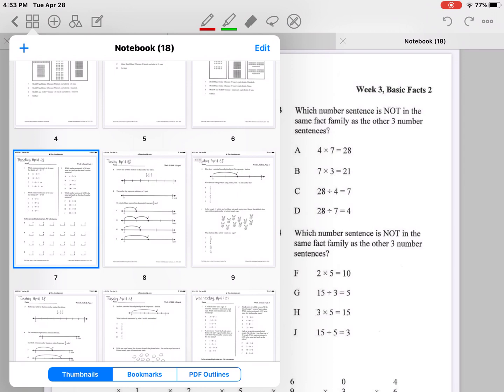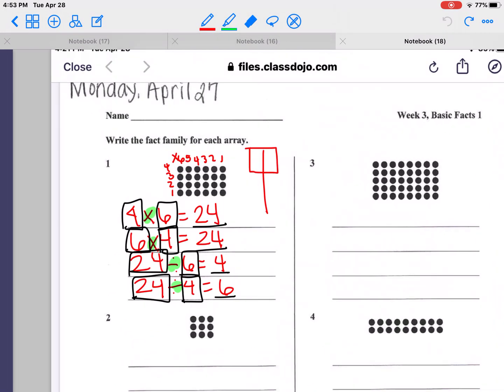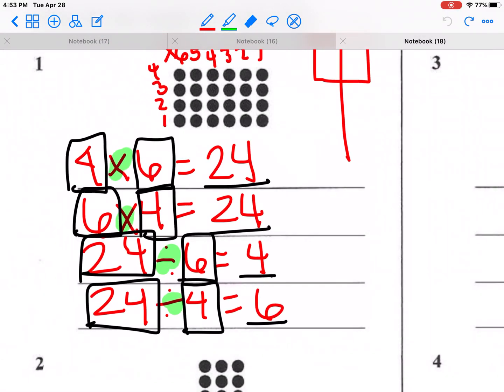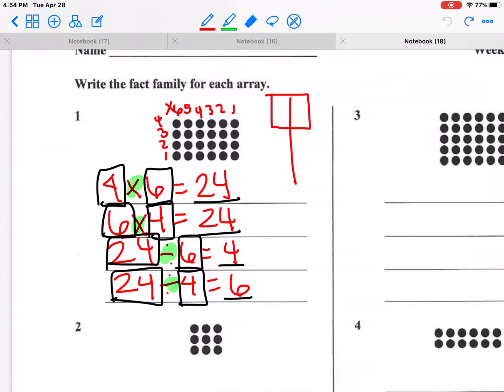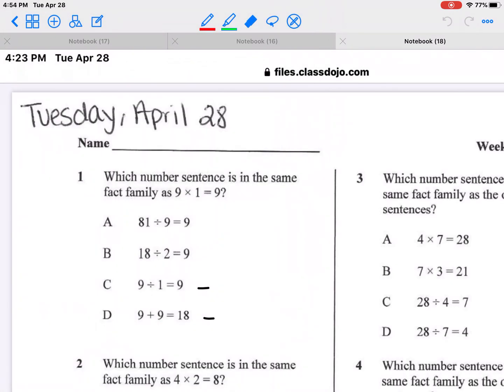If you remember from our last video and from the other videos that I've been uploading, they asked you something like this. Write the fact family for each array, and then we write the number sentences that represent that fact family. We said that it's 3 numbers that represent that fact family, so keep those in mind. Let's go ahead and start here.